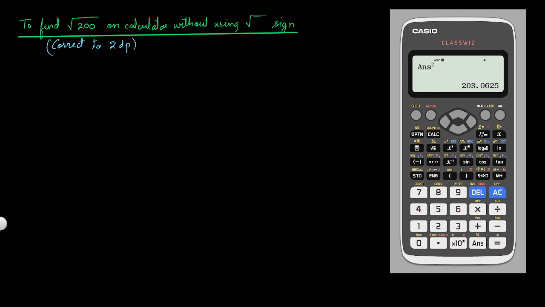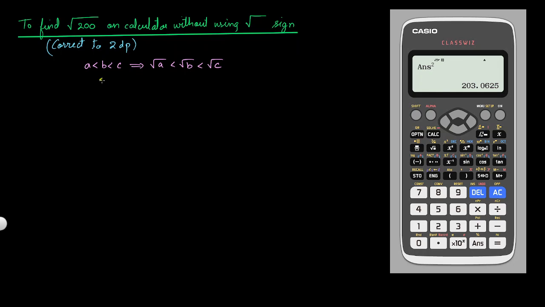So we need to find the square root of 200 on the calculator without using the square root sign. Now, how do we calculate this without using the square root sign? For this, we will start off with the fact that whenever we have A less than B less than C, this implies the square root of A is less than the square root of B is less than the square root of C. So we just need to know two perfect squares, one below 200 and one above 200.